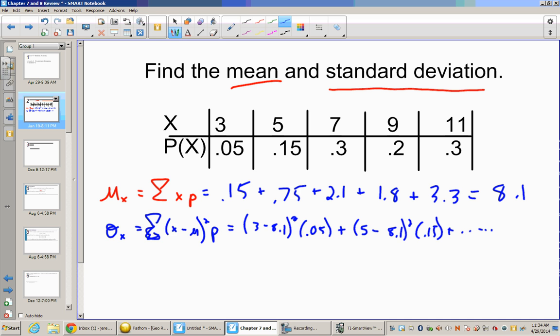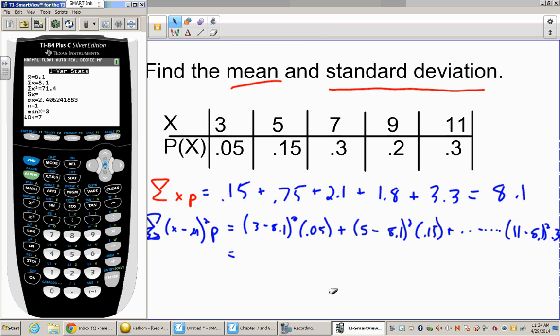You can keep doing that until you get to your last one, 11 minus 8.1, squared, multiplied by 0.3. Plug those all in your calculator and you'll get a wonderful answer. It's just a lot to write out.